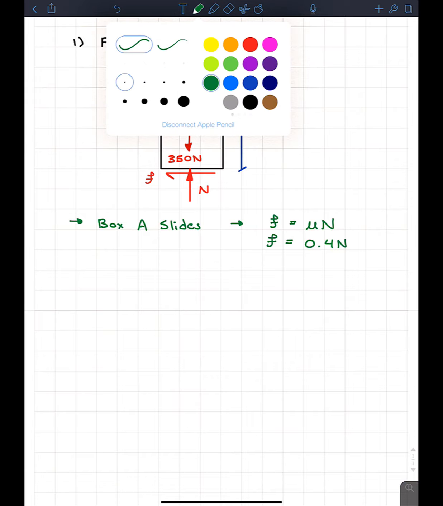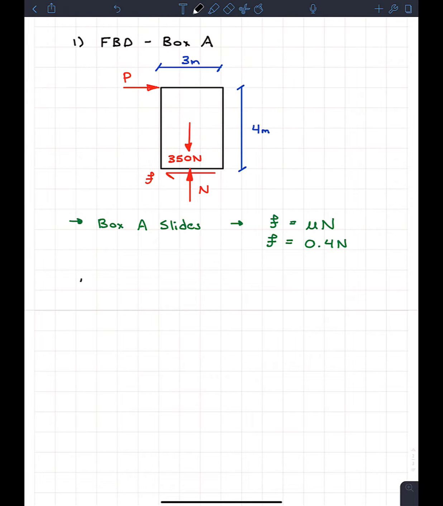So looking at this, it's actually not too bad. What we can do is we can go with sum of the forces in Y is equal to 0. And it's very obvious because what we get is the normal force minus 350 is equal to 0. So we just move that to the other side and we can say that the normal force is going to be 350 newtons. Or kilonewtons.